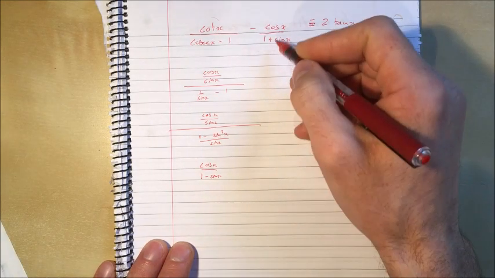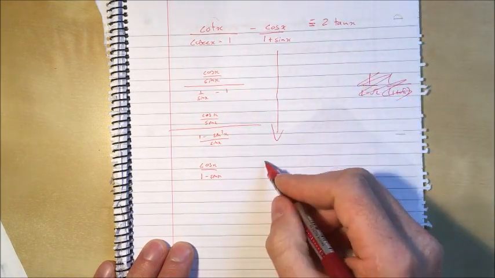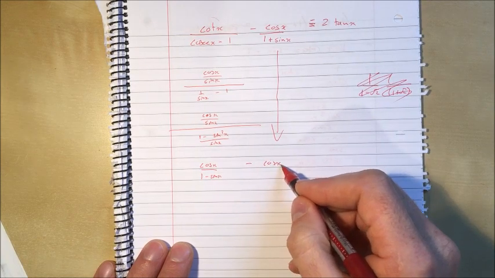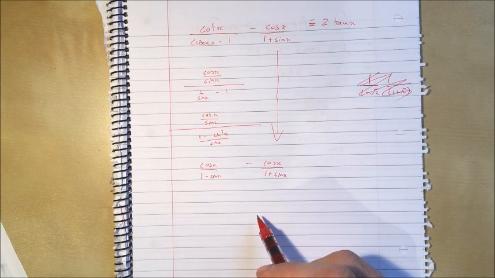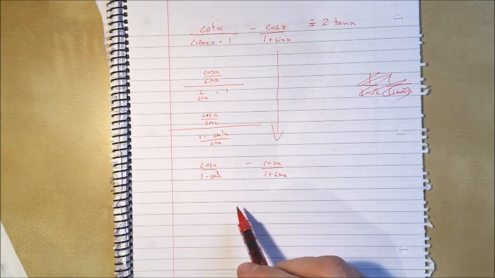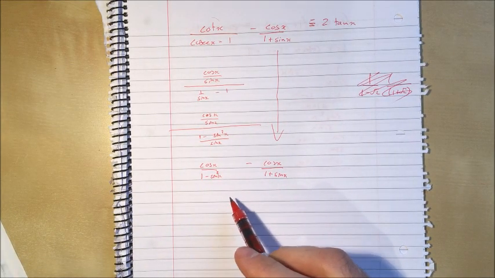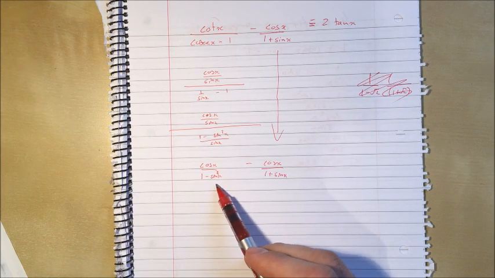And then this thing has just been the same all the way down, so I'll just copy that down to here. Cos x over 1 plus sine x. Sorry, 1 minus sine squared there, isn't it? Now, 1 minus sine squared is a cos squared, isn't it?